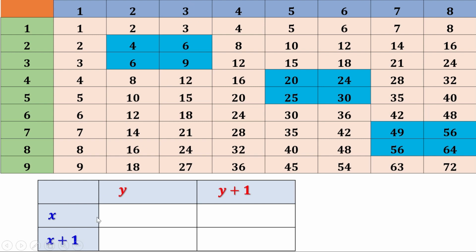For this number, the row number is x and column number is y. Therefore, this number is x into y or xy. In the same way, this number is x into y plus 1 and this number is x plus 1 into y and this number is x plus 1 into y plus 1. That means the 4 numbers are xy, x into y plus 1, x plus 1 into y, x plus 1 into y plus 1.